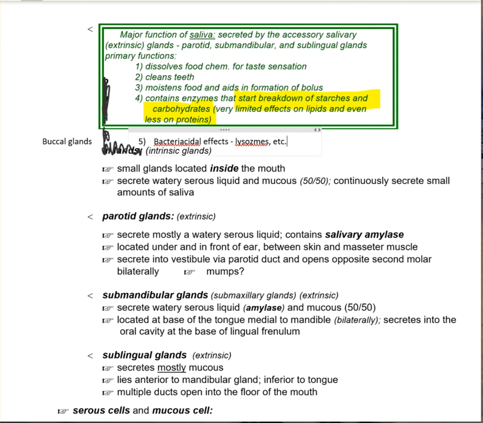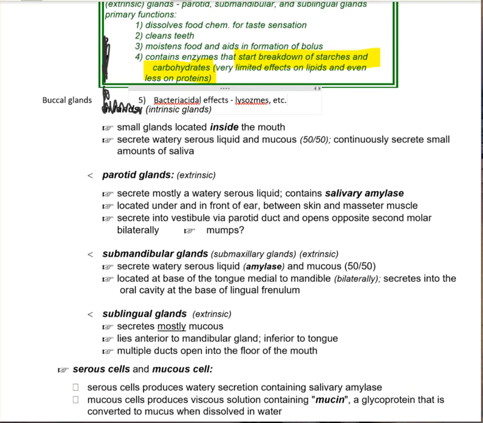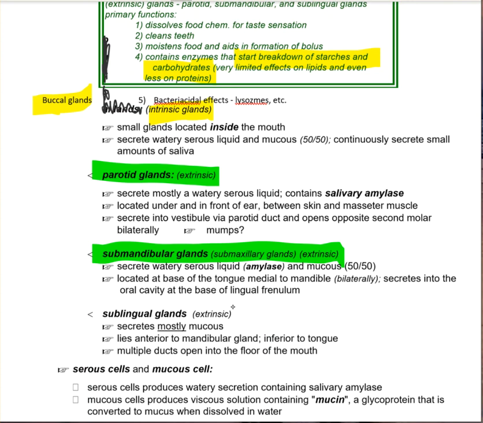Now, there are three extrinsic glands and one intrinsic gland, and I'll underline these differently. The intrinsic glands are the buccals. And then we have the parotids, the submandibular, also sometimes called submaxillary, and the sublinguals. The buccal glands are those small glands located inside the mouth on the sides. If you open up your cheek and look in there, you'll see a little hole in the center on each side of your cheek, and those are those glands. They secrete a watery serous liquid and some mucus in a 50-50 ratio, so they're secreting small amounts of saliva all the time.